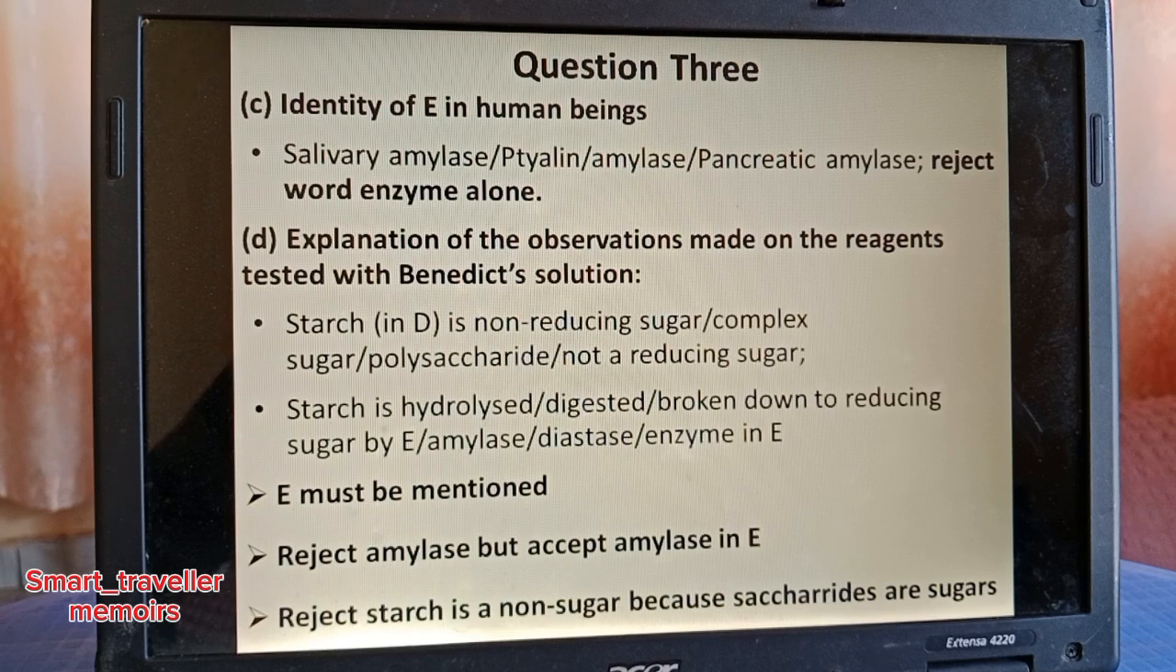D, explanation of the observations on the reagent tested with Benedict solution. Starch in D is a non-reducing sugar, or complex, or polysaccharide, not a reducing sugar. Starch is hydrolyzed or digested or broken down to reducing sugar by E, or by amylase or diastase enzyme in E. E must be mentioned. Reject amylase alone but accept amylase in E. Reject starch is a non-sugar because saccharides are sugars.